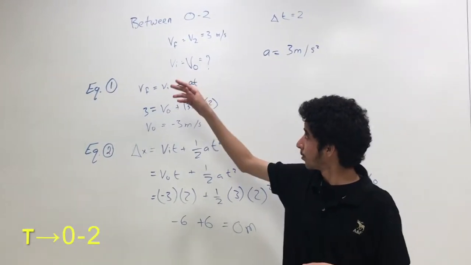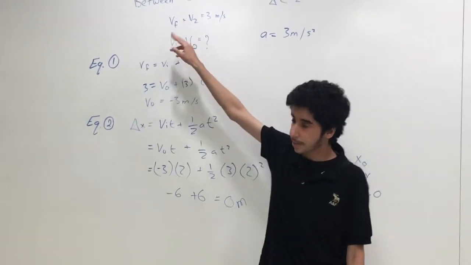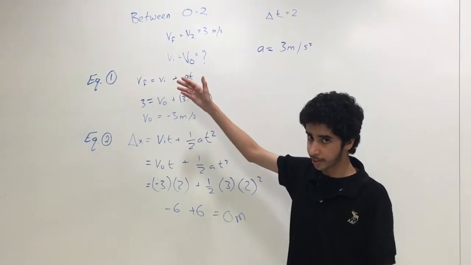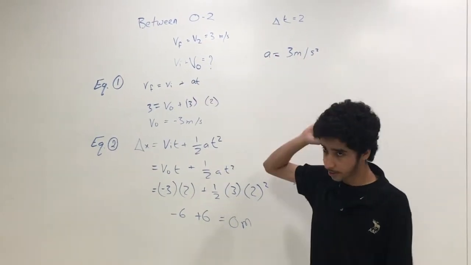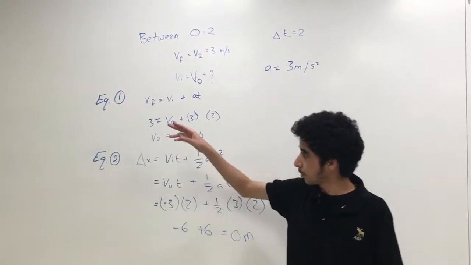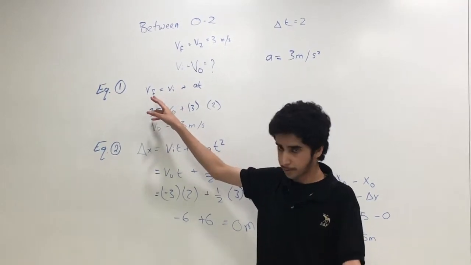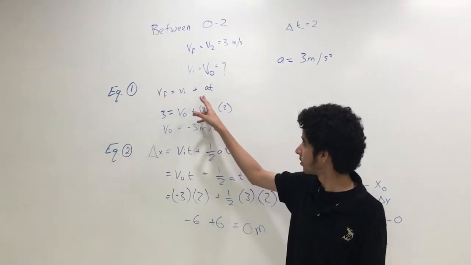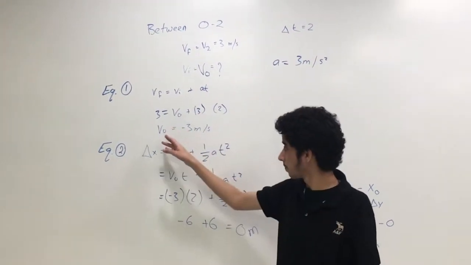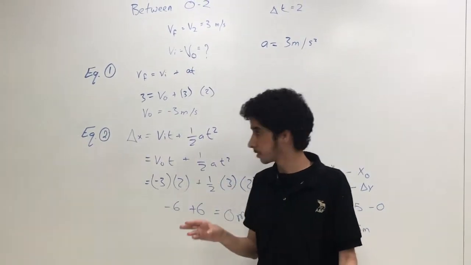Finally, between 0 and 2 seconds, we know that the change in time is 2, that the final velocity is 3, that the initial velocity is unknown, so we have to find that out, and that the acceleration is 3 meters per second squared, I think. So we use the first equation of kinematics, which is final velocity equals initial velocity plus acceleration times time. We do these calculations. We get that the initial velocity equals negative 3 meters per second.